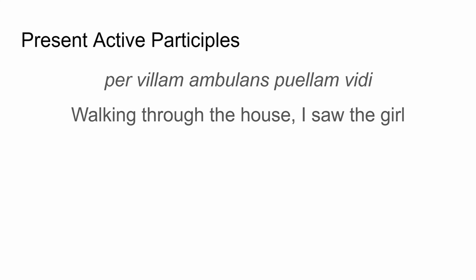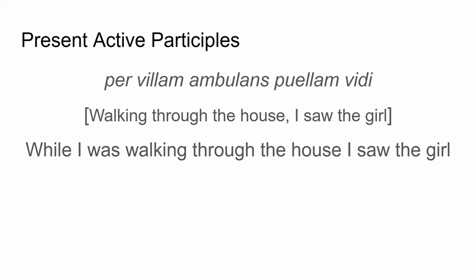It's a little bit clunky, so you could, if you wanted to, change your translation slightly to be while I was walking through the house, I saw the girl. This is what I mean when I say it has to be happening at the same time. I can use a temporal word like while or as to help me make sure that my reader knows that I know that it is a present active participle. It's happening at the same time as I saw the girl. While I was walking through the house, I saw the girl.